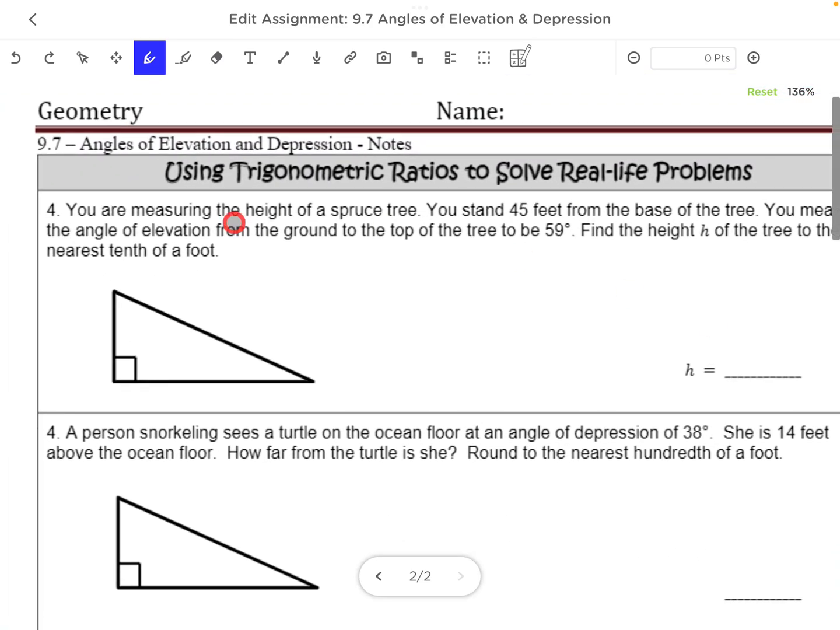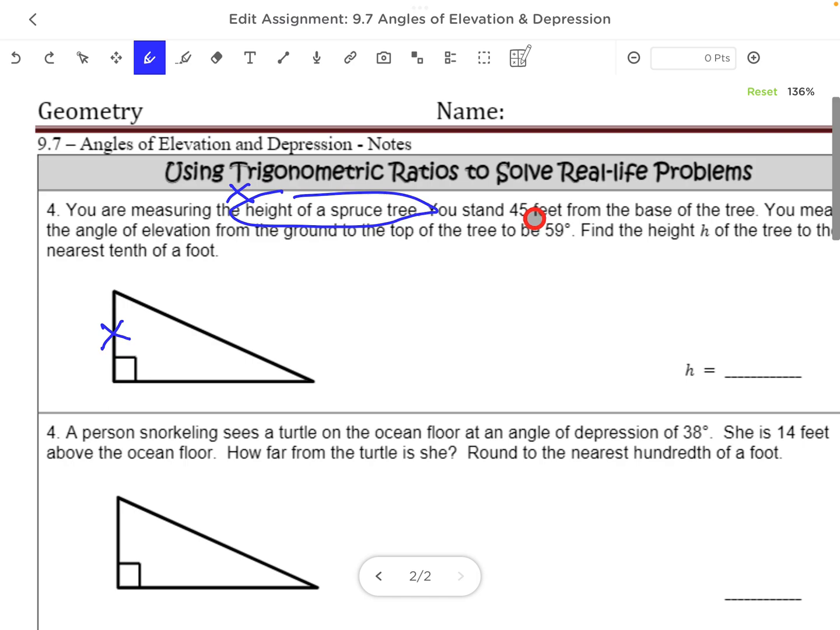All right, so it says using this to solve real world problems. So real world, we're going to draw a picture. It says you're measuring the height of a spruce tree. All right, that's what we're trying to find. So that is what is x. So let's look over here. Height would be up and down, right? So that's going to be x right there. That's what we're trying to find.